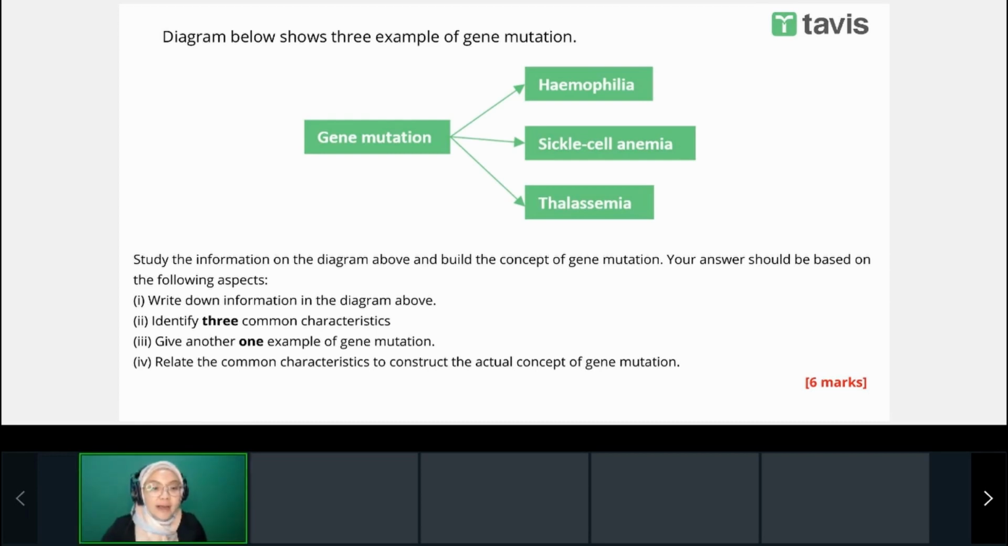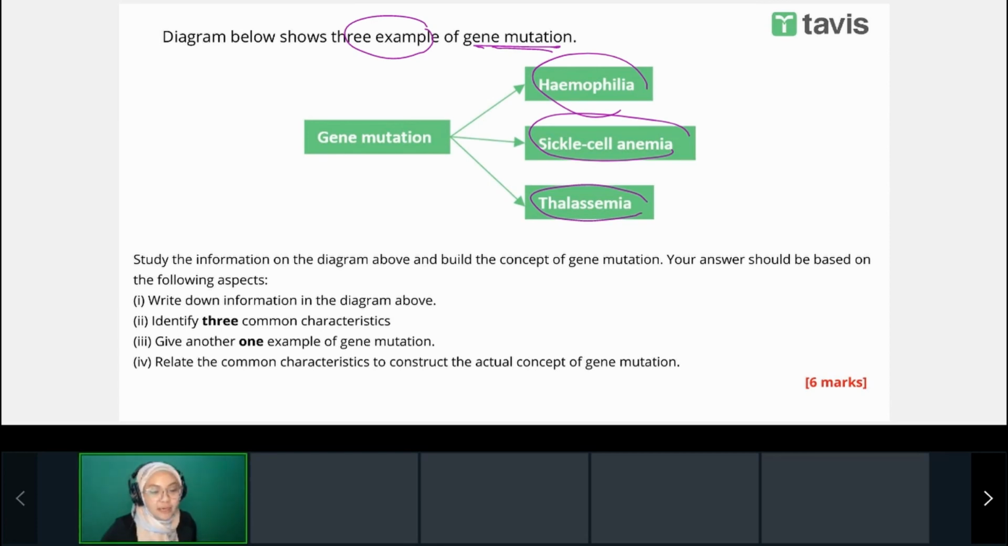Now what they are giving you are three examples of gene mutation: hemophilia, sickle cell anemia, and thalassemia. We have how many types of mutation? We have two types. The first one, chromosomal mutation. Remember all of the diseases with syndrome: Down syndrome, Turner syndrome, Klinefelter syndrome. The second one is gene mutation. Apart from that is gene mutation.